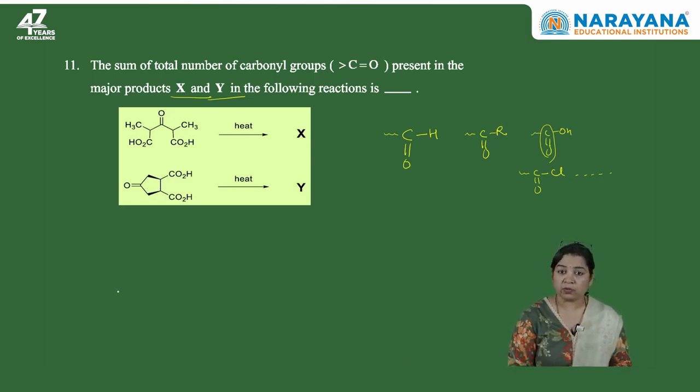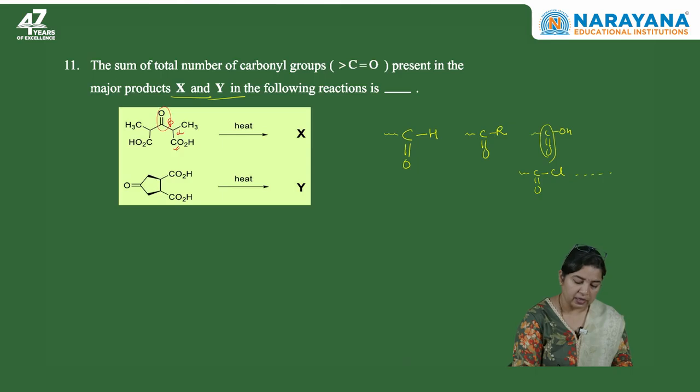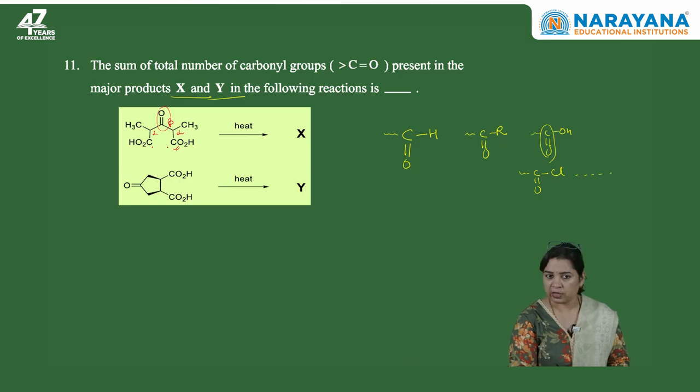The sum of the total number of carbonyls to be taken in X and Y. First reaction: if we see this first reaction, this is a ketone, this is an acid. For this acid, alpha, and then this is a beta keto acid positioning. And for this one also, it is an alpha and beta keto acid position.